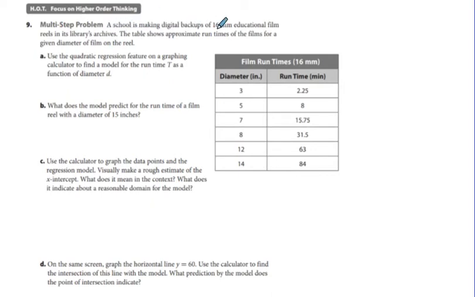A school is making digital backups of 16 millimeter educational films, reels in its library's archives. The table shows approximate run times of films for a given diameter of film on the reel. It says use the quadratic regression feature on a graphing calculator. Find the model for runtime t as a function of diameter d. And here we have at the right a table of diameter on the left, our independent quantity, and the dependent quantity runtime on the right column.